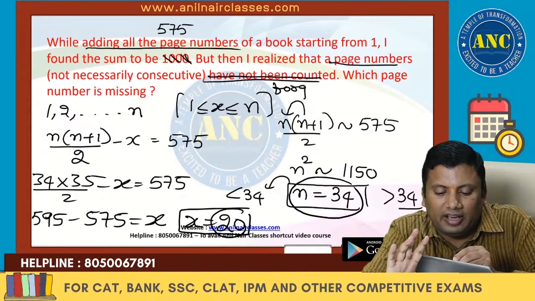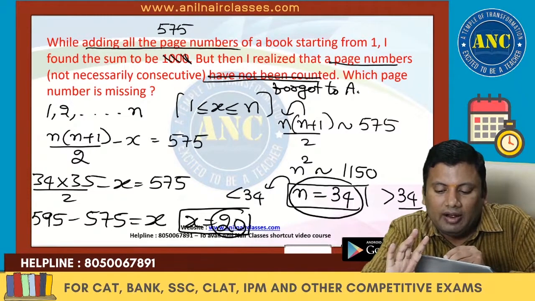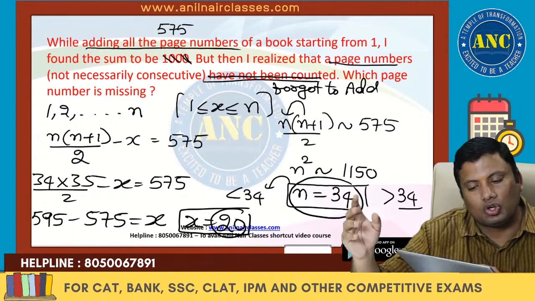Which number did he forget to add? 20, in the 575 case. The 1000 is for double counting. Two questions I will solve.